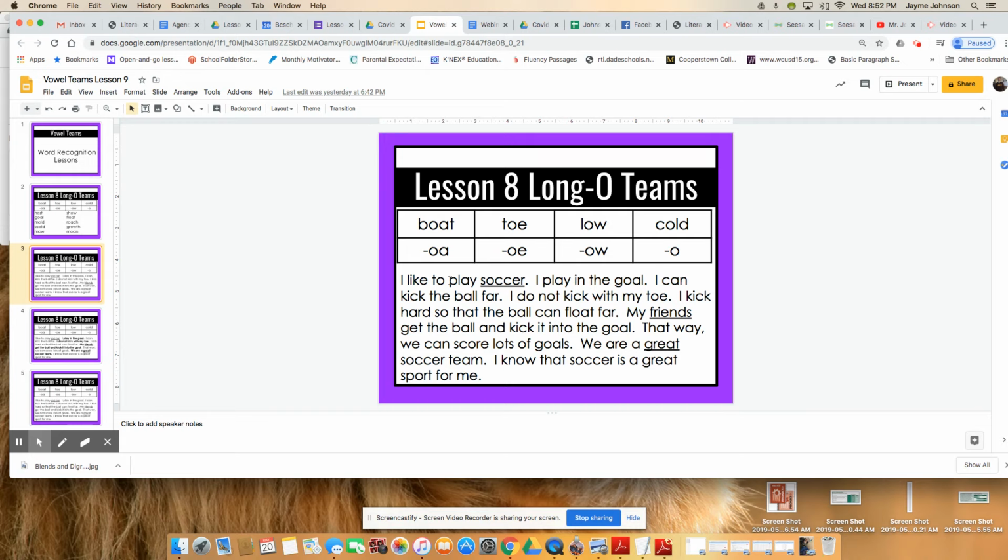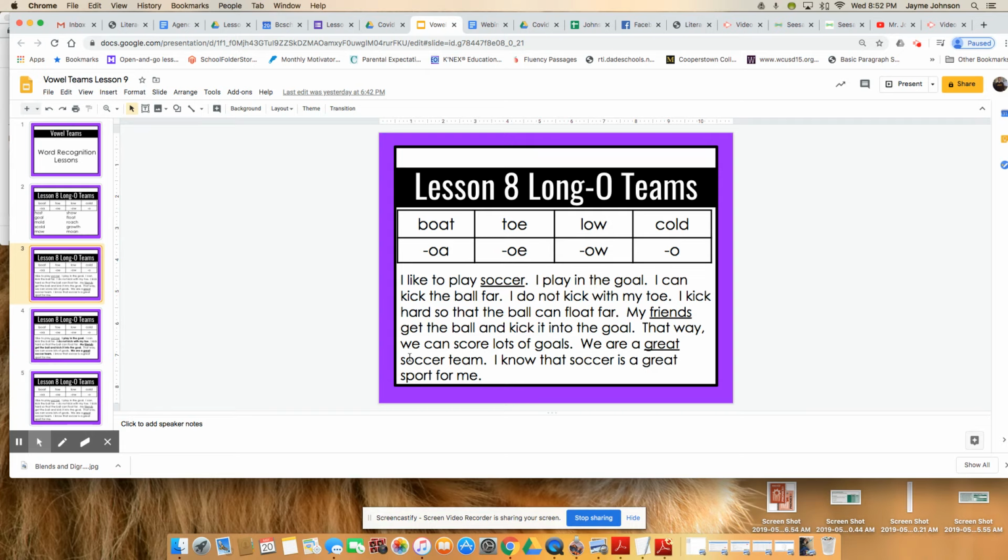I like to play soccer. I play in the goal. I can kick the ball far. I do not kick with my toe. I kick hard so that the ball can float far. My friends get the ball and kick it into the goal.